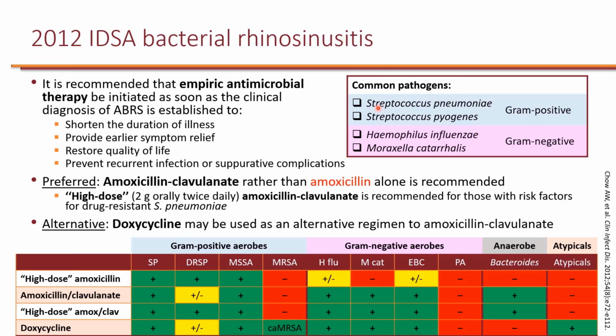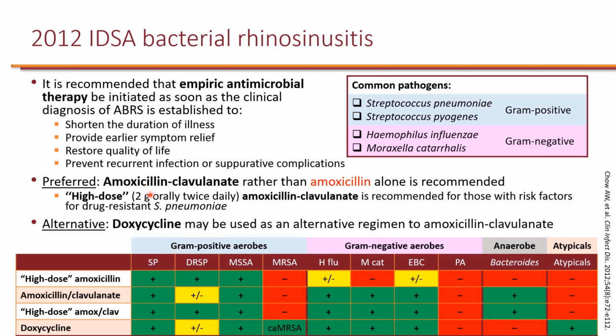Now, if someone has risk factors for drug-resistant Strep pneumo, you can also use a higher dose of this to overcome the resistance in Strep pneumo. So 2 grams twice a day of amoxicillin-clavulanic acid.